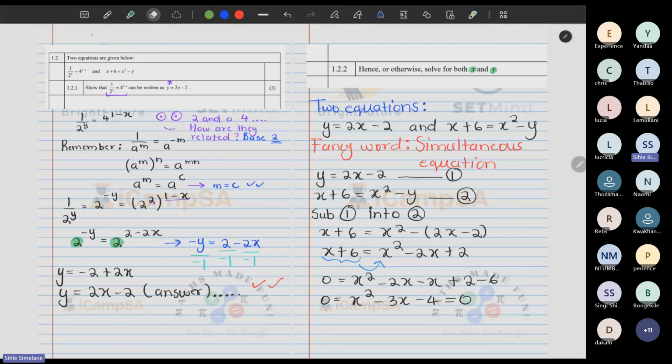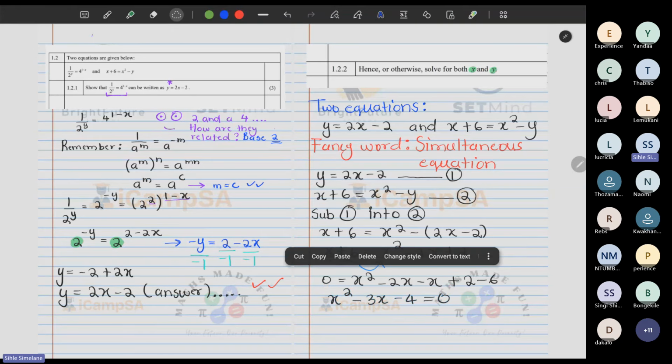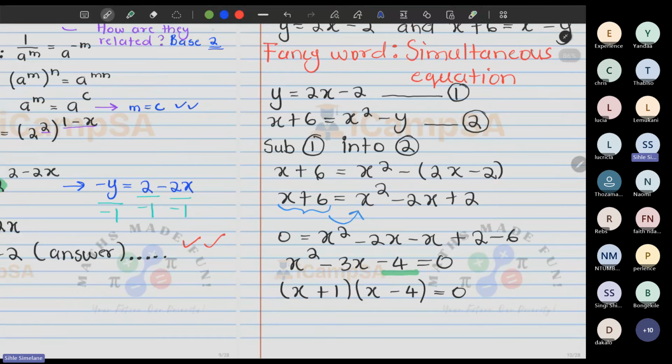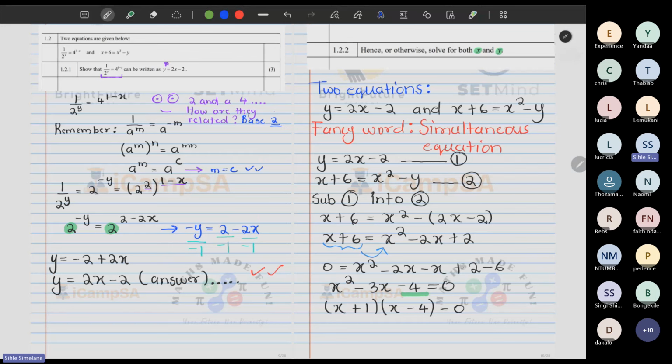Others just prefer not writing the 0 on the left-hand side. So now, guys, I need you to help me to factorize two numbers. When you multiply them, you get minus 4, and when you add them, you get minus 3. Very easy. Two numbers: minus 4 and positive 1. When we multiply plus 1 and minus 4, we get minus 4. When we add them, we get the middle term, which is minus 3.